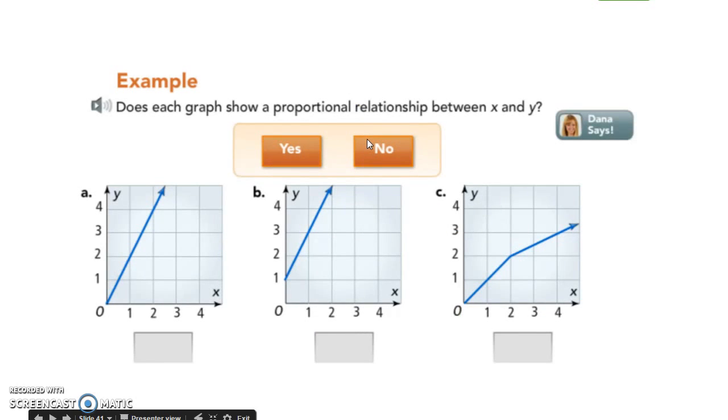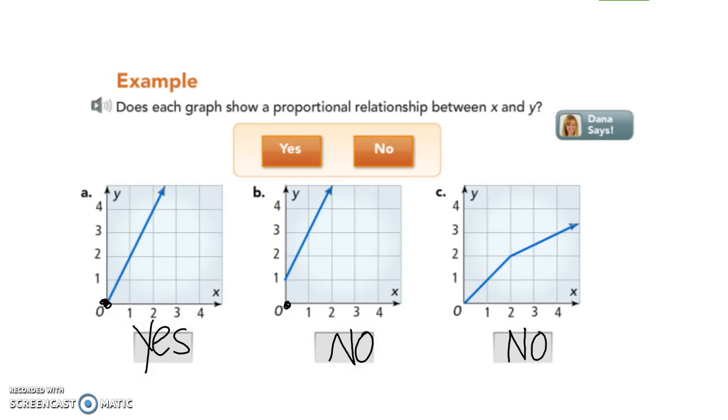Okay, so looking at each of these graphs, do these show a proportional relationship between x and y? A, what do we think? It is yes. We see 0, 0, the origin, and it is a straight line graph. What about B? No. Why not? Because it doesn't pass through the origin. What about C?